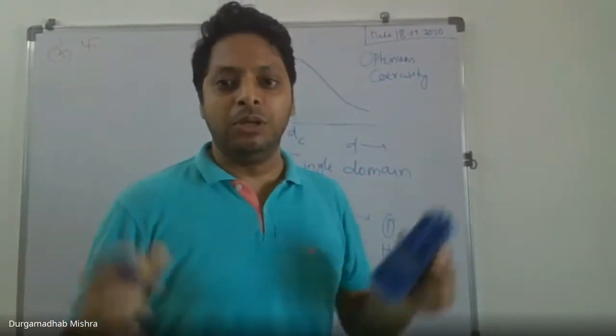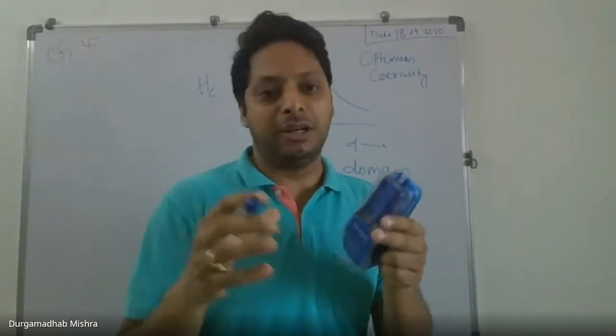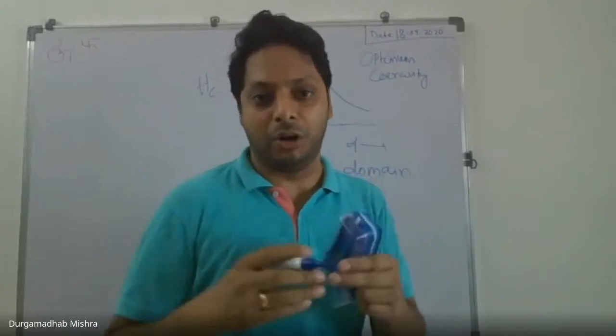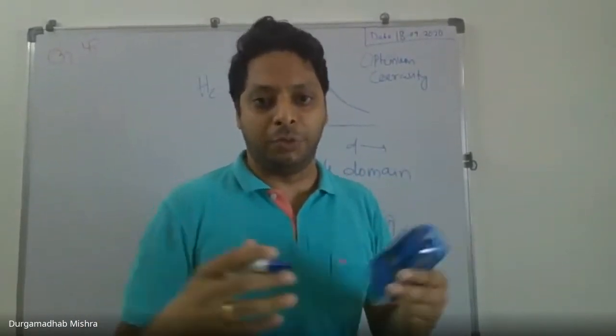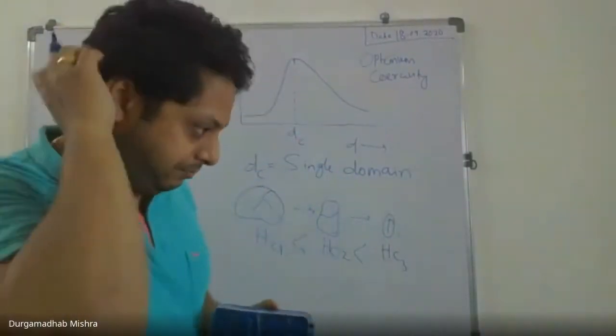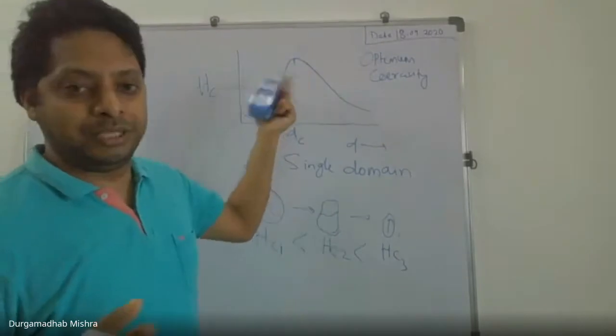Can I continue shrinking my domain size or the particle size or my material, the dimension? Can I go on making it smaller and smaller and smaller? Can I do that? You cannot, and this plot actually tells you that.